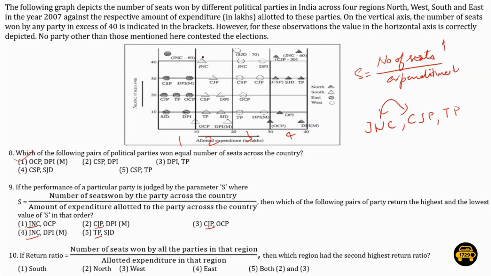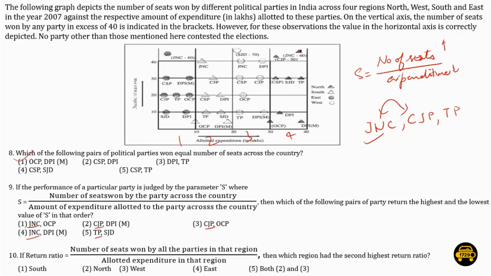In the case of the second region, we can see JNC has won more seats than CJP, and expenditure again is lesser than CJP. So for this region, again, if we add both of them, the value of S is higher for JNC than CJP, right? Now in the third region, again, the same case is there. JNC has won more seats than CJP and expenditure is very less. So again, cumulatively for all the three regions, JNC has a better S value than CJP.